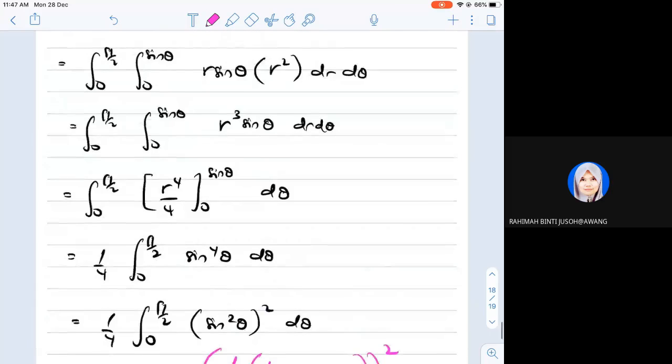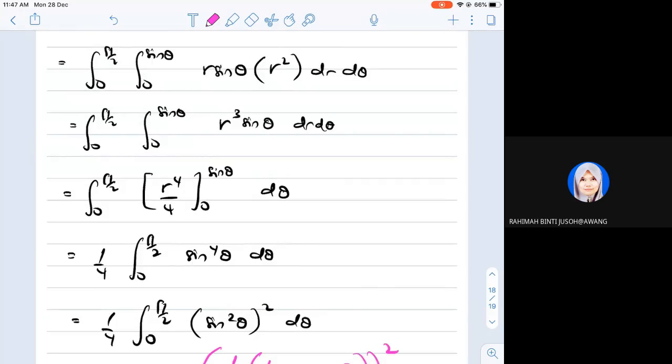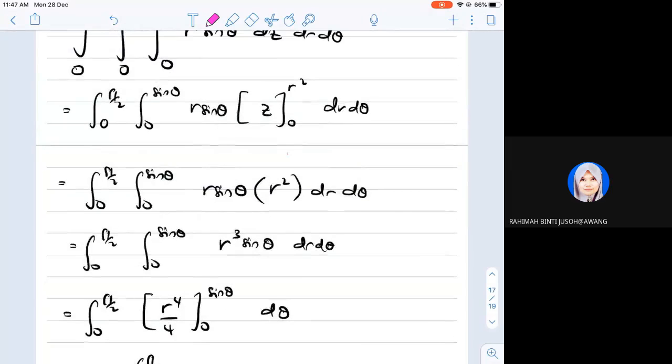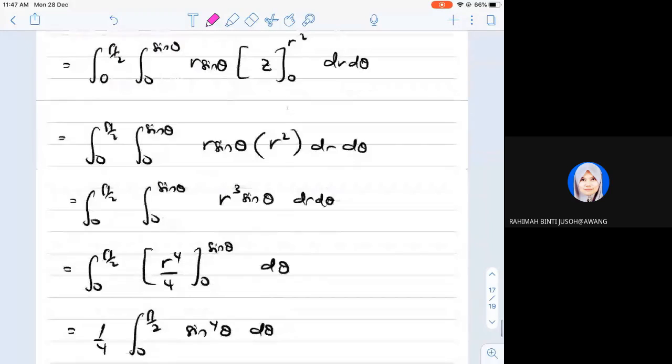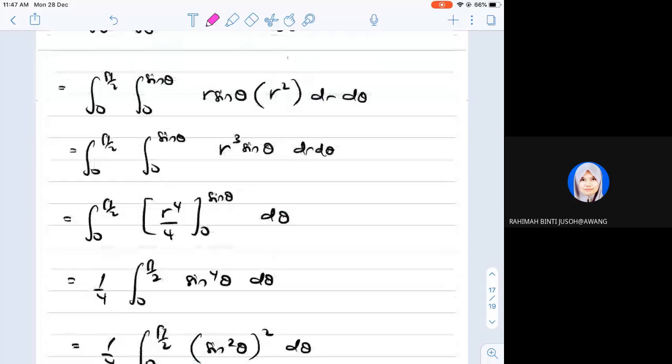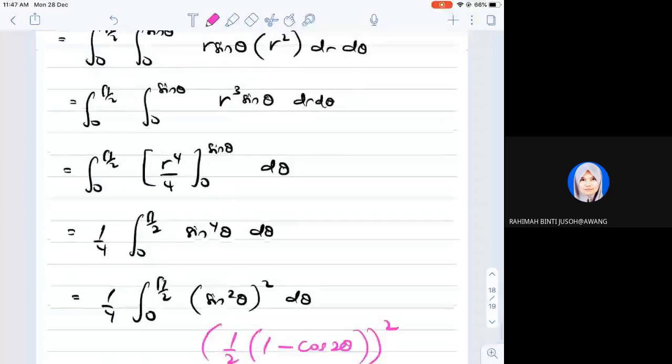Sekejap, saya kena check balik daripada data betul ke? R squared, jadi R integrate sec, we have R squared, betul tak? Dalam R jadi R kuasa 3. Okay, betul. R kuasa 3 sin theta. R kuasa, oh saya tertinggal ni. Oh ni guys, ni sin theta, ni saya tertinggal. Sin theta.